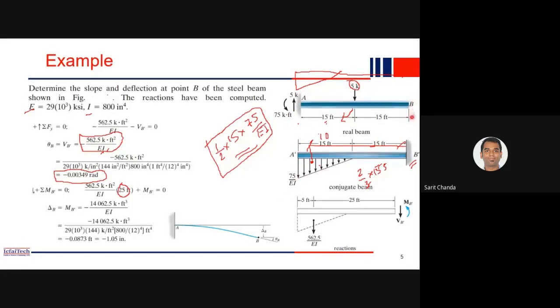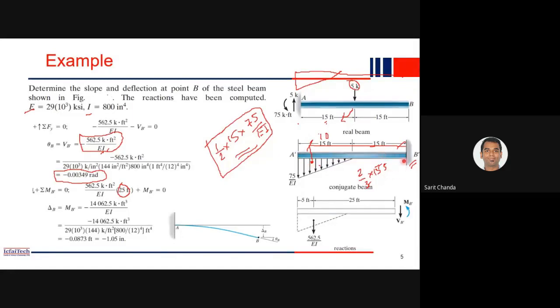If here it is hinge support, then conjugate beam also it will be hinge support. So last slide we saw all these things. After you convert support, then next you have to apply the load. So what will be the load in the conjugate beam? That will be the moment diagram of the original beam is equivalent to the loading in the conjugate beam. So whatever moment diagram you will get from the real beam, that will be the loading in the conjugate beam.